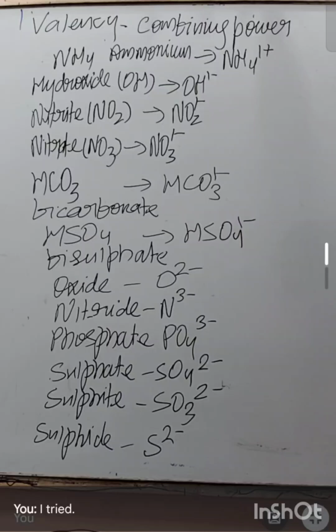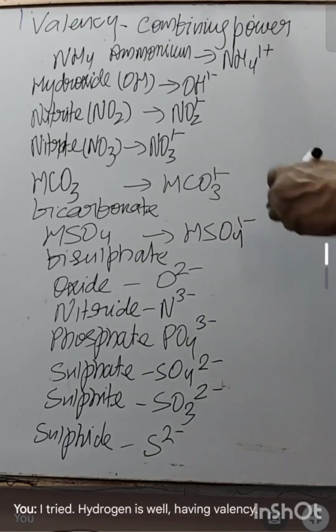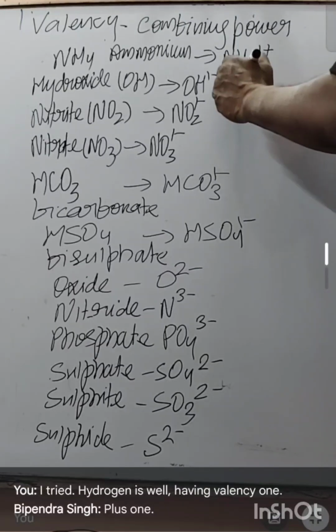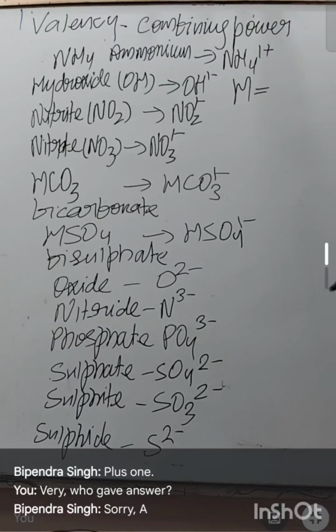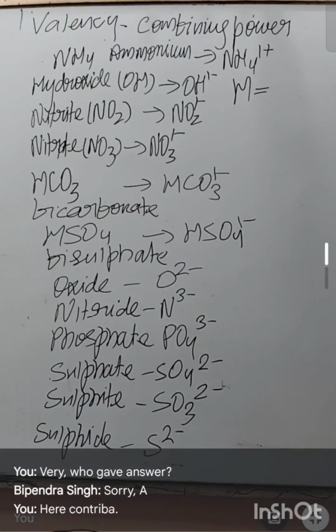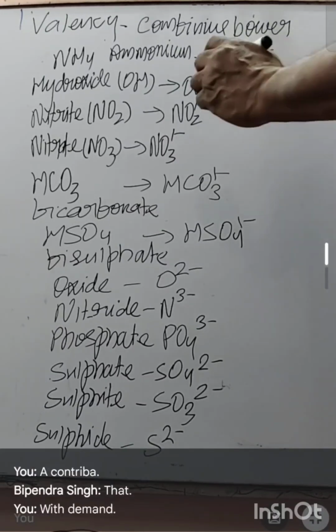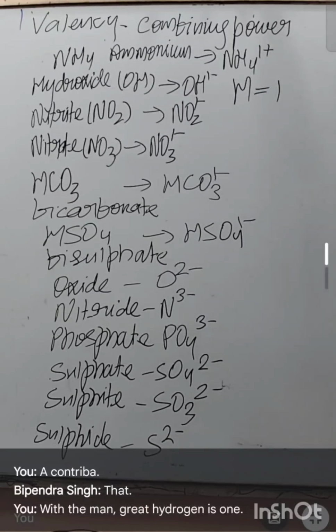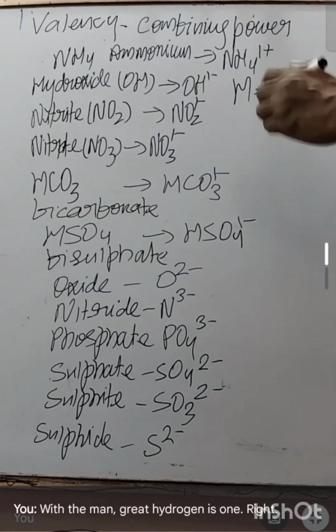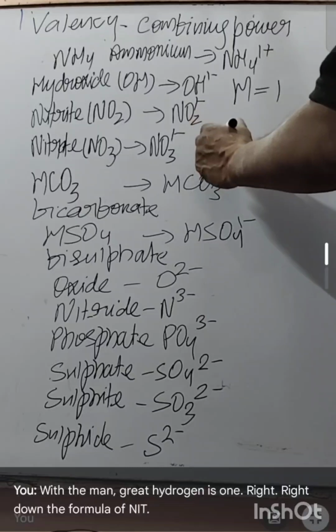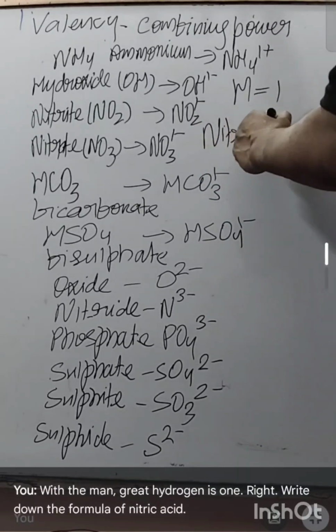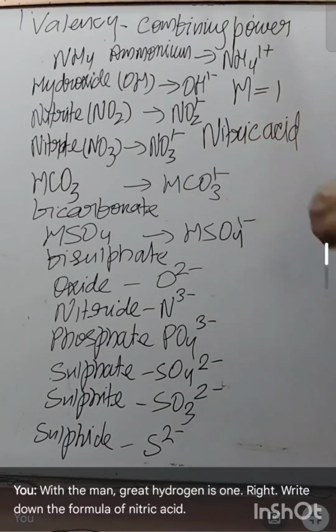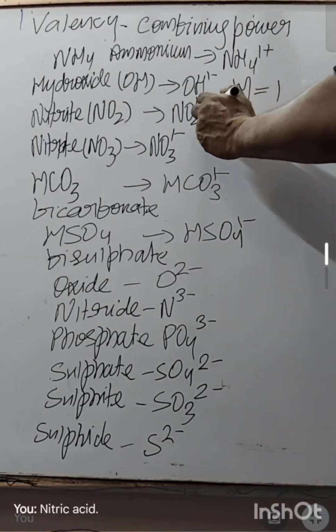Hydride. Hydrogen is having valency what? +1. Very good, who gave the answer? Sir, Riddhima. Riddhima, great. Hydrogen is one, right? Write down the formula of nitric acid. Nitric acid formula, write down both of you.